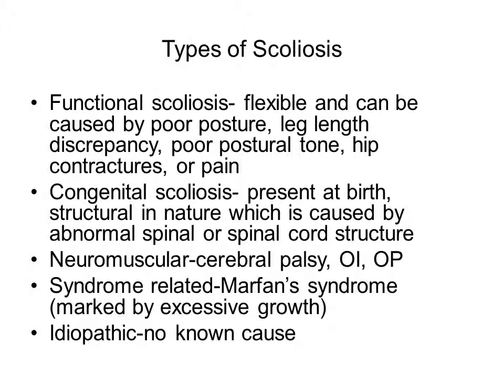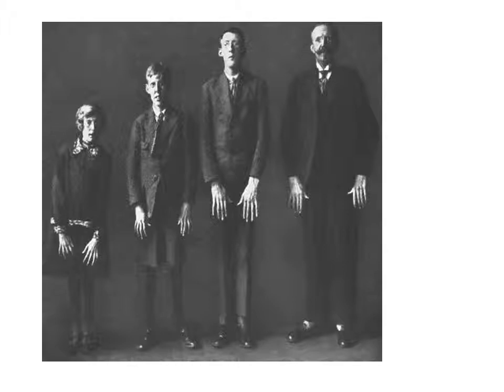Osteopenia, just taking apart the words: osteo has to do with bone, and penia, I believe, has to do with your bone density. So there's a low bone density if somebody has osteopenia. Sometimes it's syndrome related, and we'll talk a little bit about Marfan syndrome, where it's marked by rapid excessive growth. And then there's idiopathic scoliosis, and this is just when scoliosis occurs and we don't really know what the cause is.